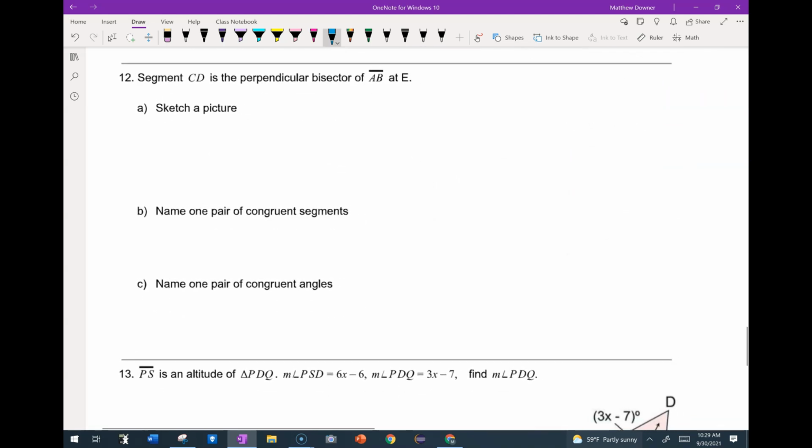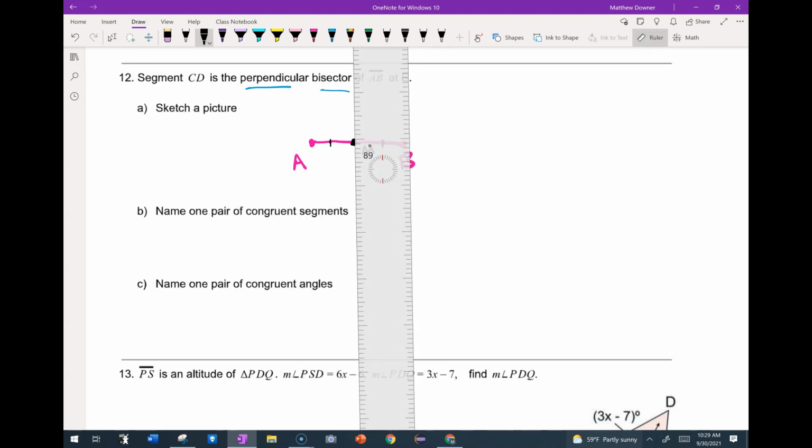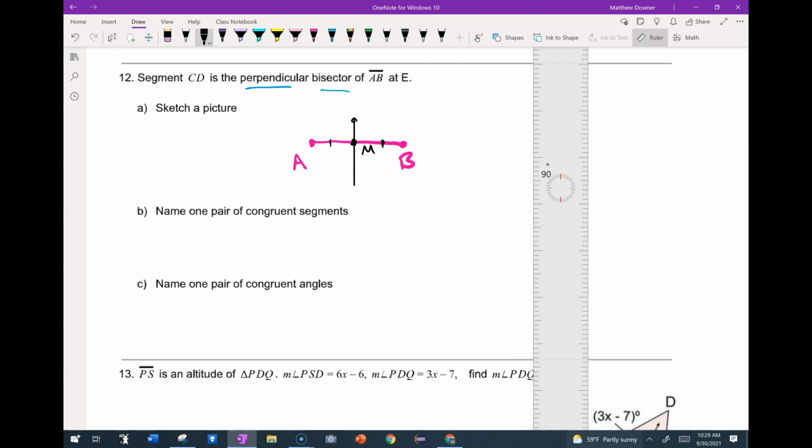Number 12. Segment CD is the perpendicular bisector of segment AB at E. I'm going to sketch a picture of this scenario. I've got one segment, AB, and CD is the perpendicular bisector. Well, if it's the bisector, it should cut right through the middle at the midpoint. So when it cuts through, AE and EB are going to be the same there. And if it's the perpendicular bisector, it should intersect my segment and form 90-degree angles. So it could look something like this, where that's segment C and that's segment D.